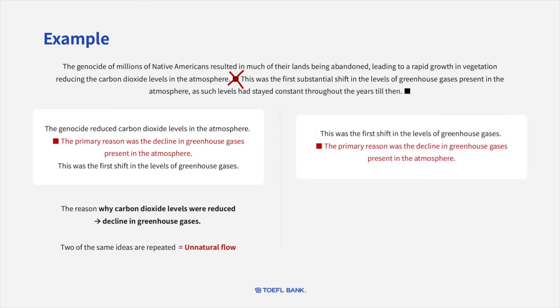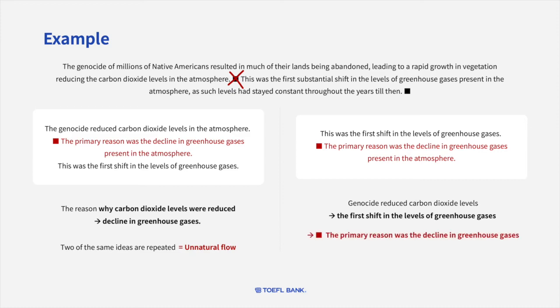We can tell right away that the fourth square cannot be the answer to the question. The passage states that the genocide reduced carbon dioxide levels in the atmosphere, and that was what caused the first shift in the levels of greenhouse gases. If the sentence is inserted, the passage becomes, the genocide reduced carbon dioxide levels in the atmosphere, and that was what caused the first shift in the levels of greenhouse gases, and the primary reason was a decline in greenhouse gases present in the atmosphere. The fourth square is an incorrect location.